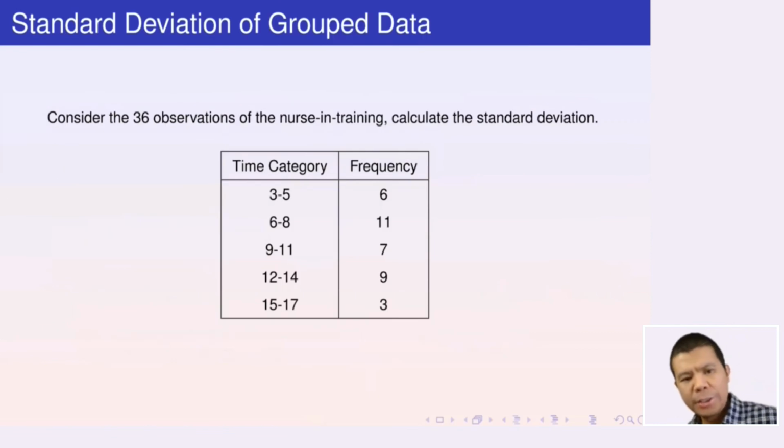Now again, consider this example. We have 36 observations in nursing training, and we want to calculate the standard deviation. This is just a frequency distribution table, so we do not know the exact values. What we have to do is use the formula here. First we find the midpoints, and so on. Let's show how to do that.